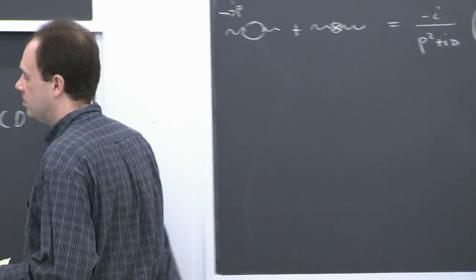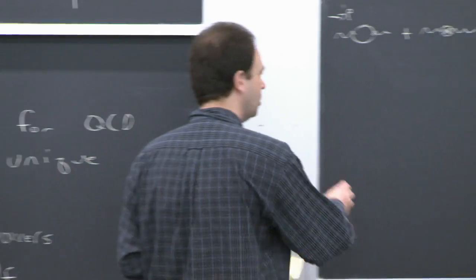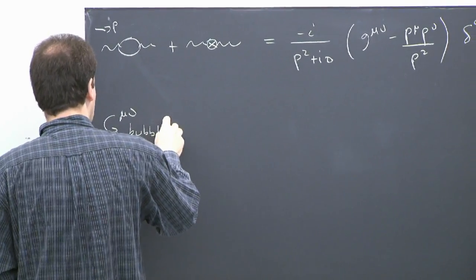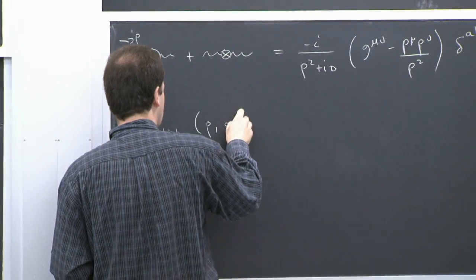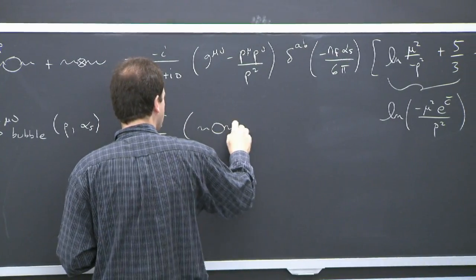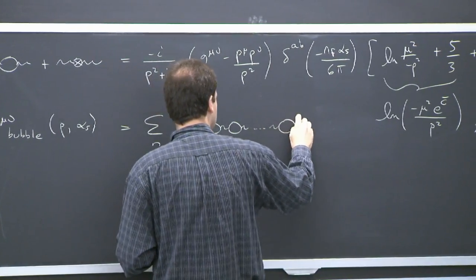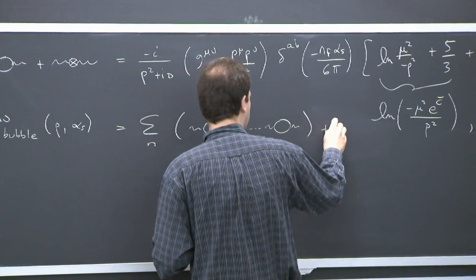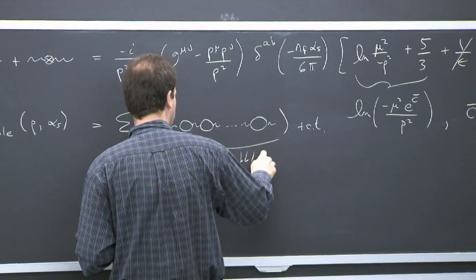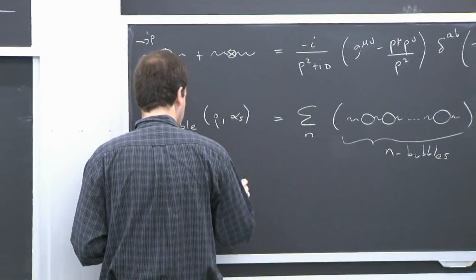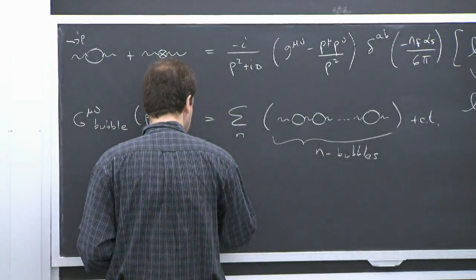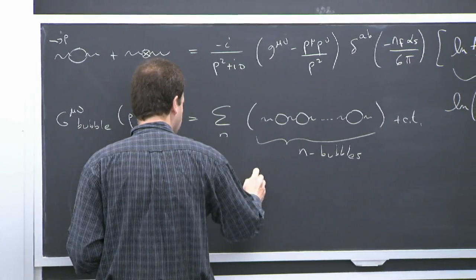Okay, so then this is a geometric series, so it's easy to deal with. So g mu nu, as a function of p and alpha s, sums up this chain plus counterterm diagrams, where there's n bubbles here, and we start at the beginning. We start with no bubbles. This thing is a projector.